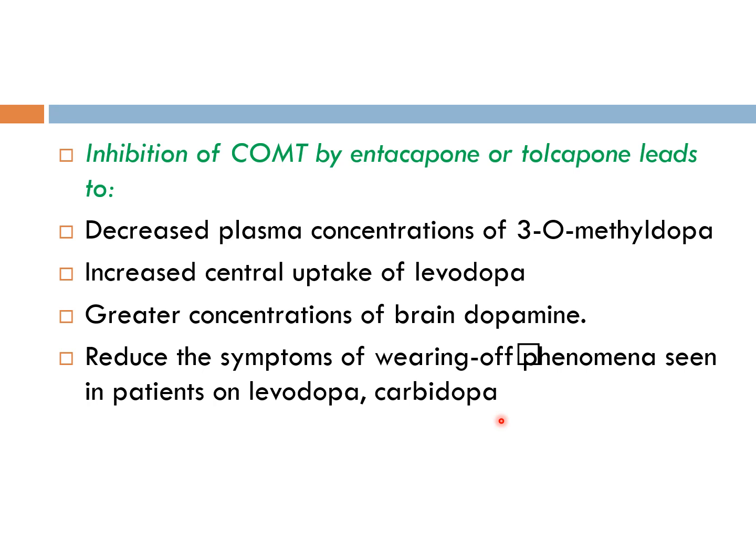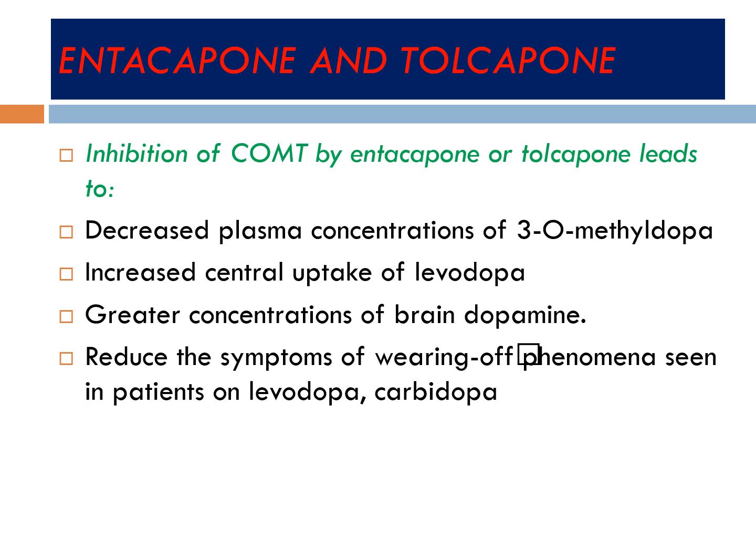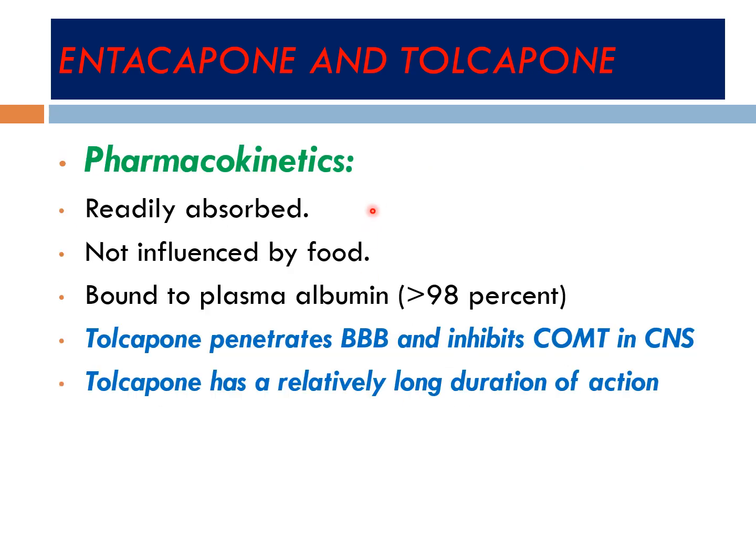So we can say that the on and off phenomena can be much better controlled if we give levodopa with its COMT inhibitors instead of levodopa and carbidopa alone. Regarding the pharmacokinetics, they are readily absorbed. The difference of these COMT inhibitors from the other drug is that they are not influenced by food, as we discussed with carbidopa and levodopa. They are bound to plasma protein more than 98%, and tolcapone penetrates the blood-brain barrier and inhibits COMT in the CNS, and it has a very long duration of action.